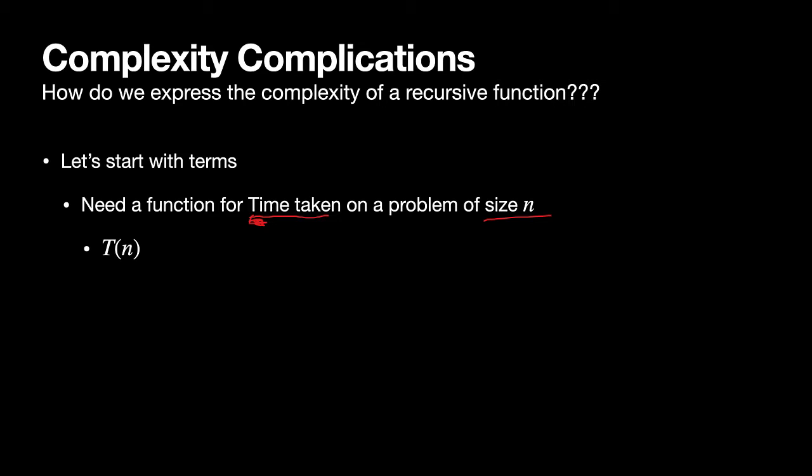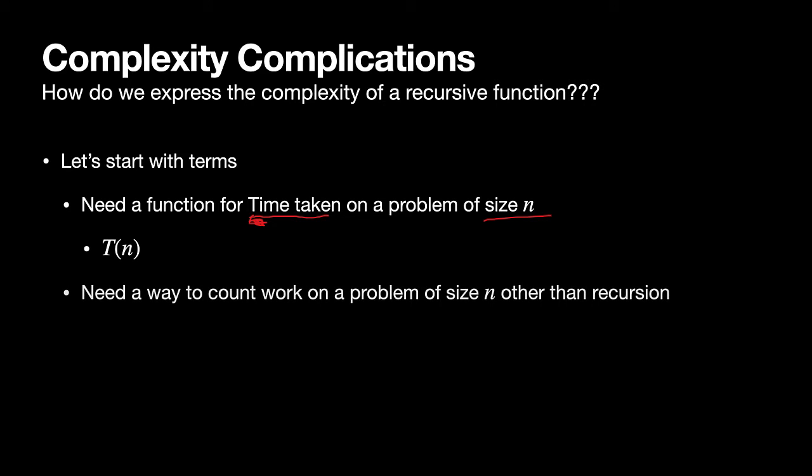We also need a way to keep track of the amount of work that's not involved in recursion for a problem of size n. Again, we'll come up with a generic way of expressing that, and we'll express it as a function of n. It may be dependent on the actual size of the instance. So we'll use f of n, just some generic function of n.